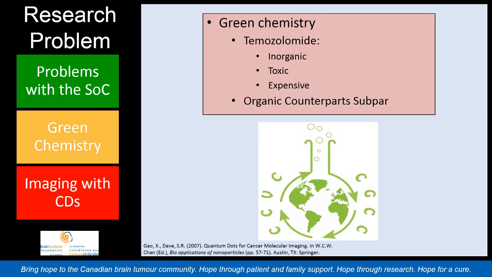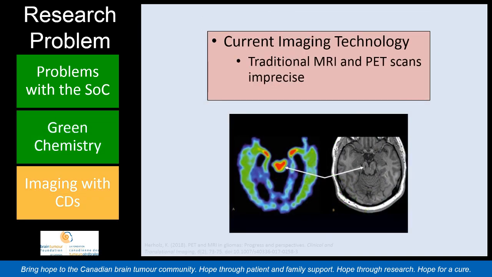As we have mentioned, temozolomide is the main drug used in the standard of care, and the issues with it are that it is inorganic, toxic, and expensive. However, current other organic counterparts are not very effective. Furthermore, traditional imaging technologies like MRI and PET scans are imprecise due to the fact that the contrast agent cannot sufficiently accumulate in tumor regions.